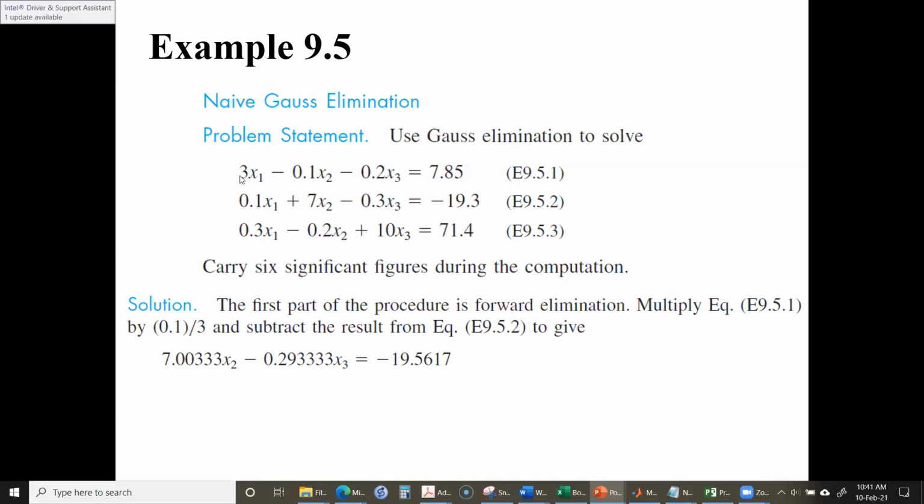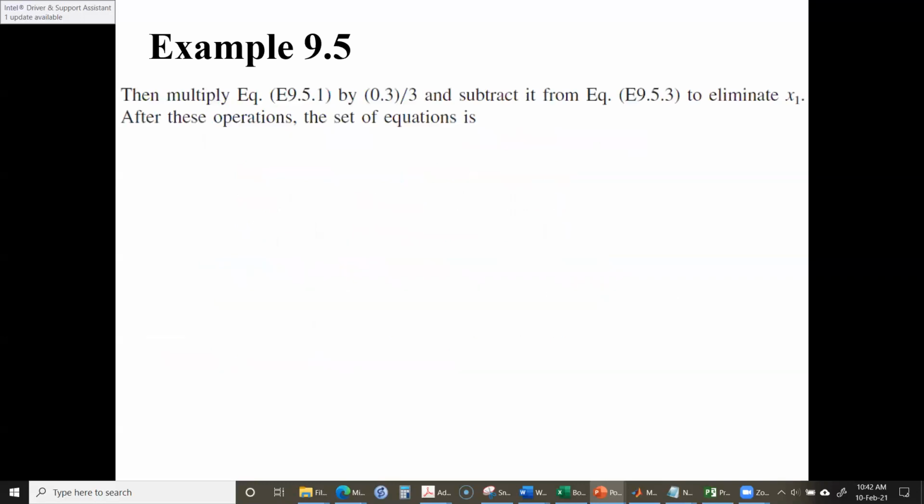Why? We have to divide by 3 and multiply by 0.1 so that the first coefficient becomes equal, and subtract the result from equation 9.5.2. So we will subtract it from this equation. In this case, x1 will be eliminated, and we will have the values for x2.